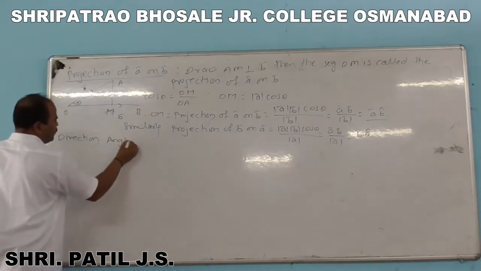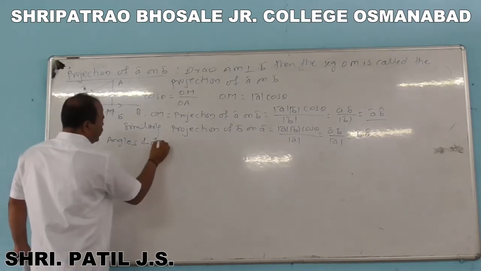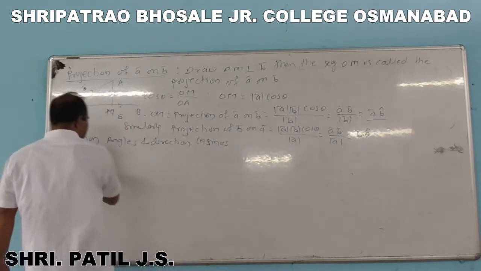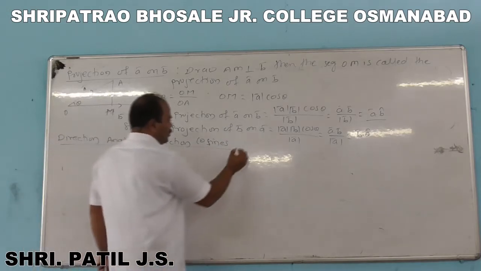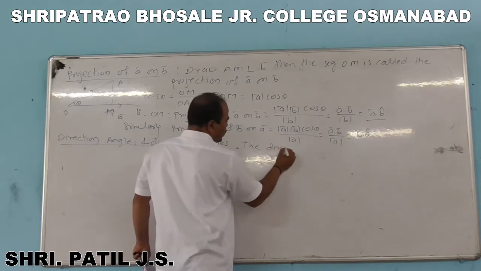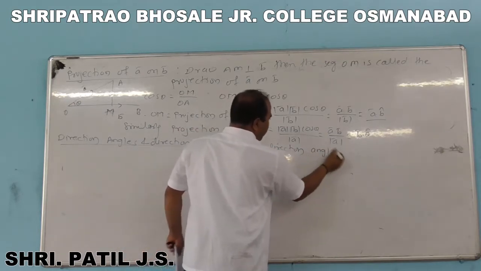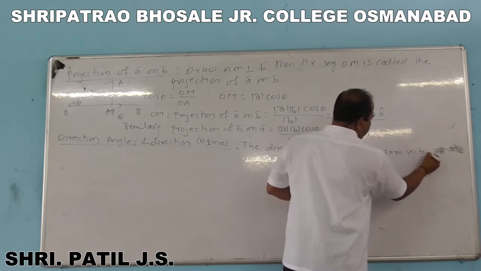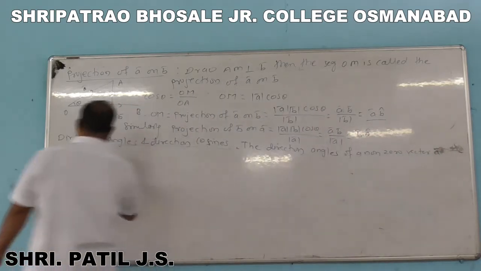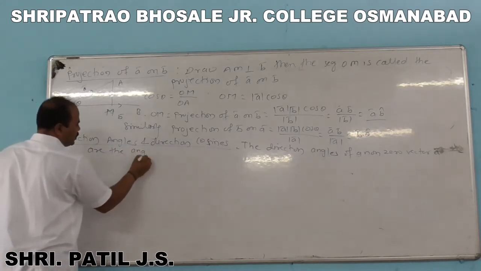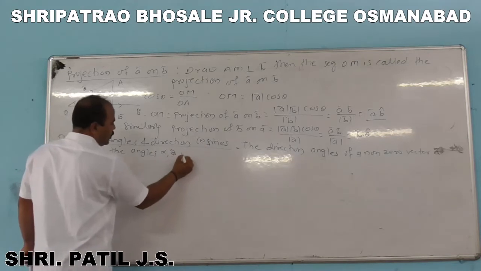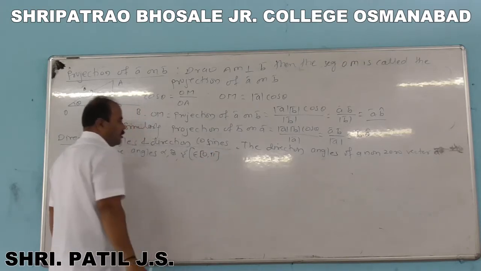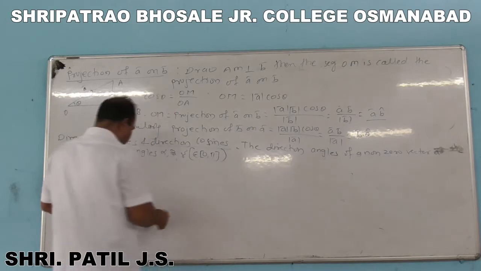Direction angles and direction cosines. The direction angles of a non-zero vector A are the angles alpha, beta, gamma, and they lie between 0 to pi, belonging to the interval 0 to pi.